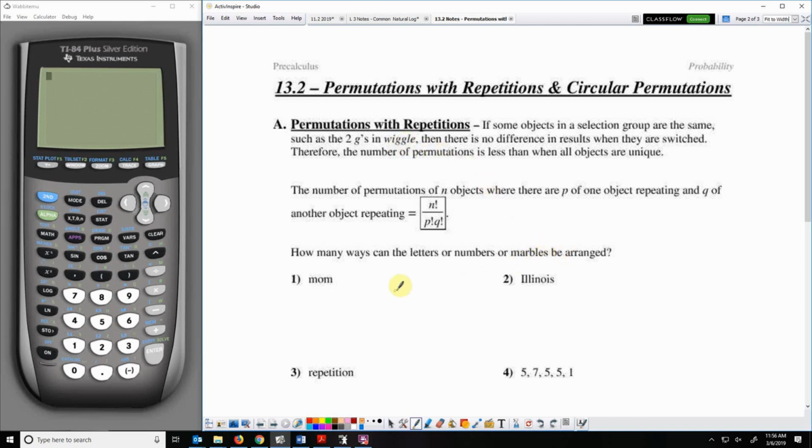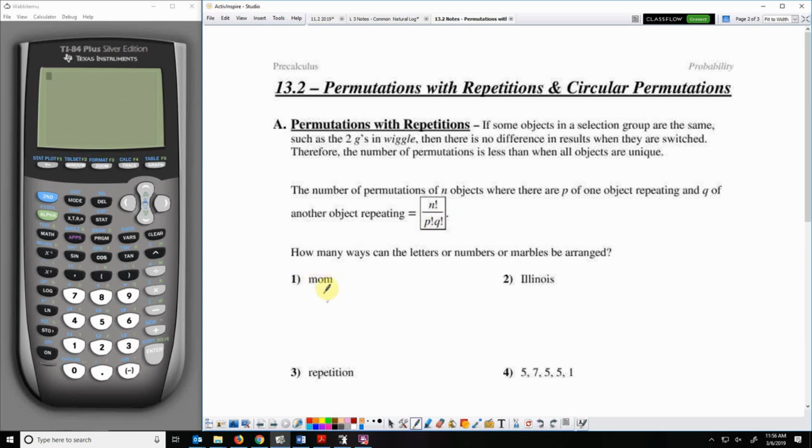So in a permutation with repetitions, n factorial, where n is the number of objects total, over p factorial, q factorial in the denominator, so it's anything that repeats.